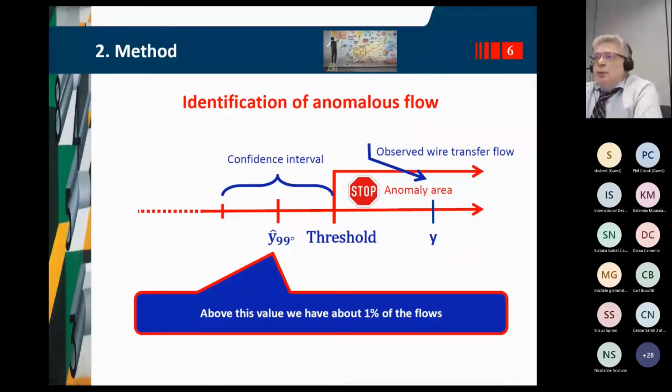In which way do we define the anomalous flows? As I have said before, we estimate a conditional high quantile, in this exercise the 99th, and we compute the confidence interval at the level of 99%. The upper bound of this interval is the threshold above which we tag the flow as anomalous.